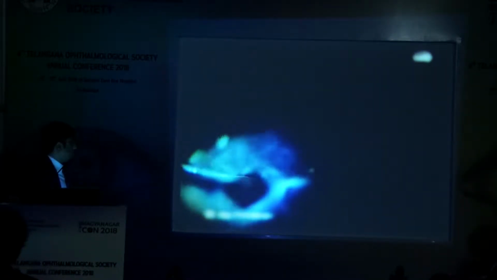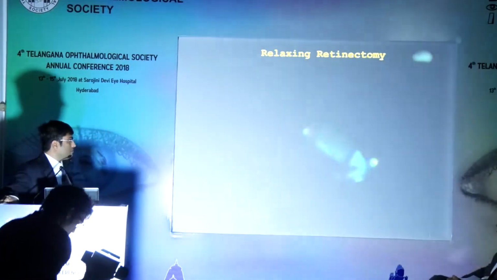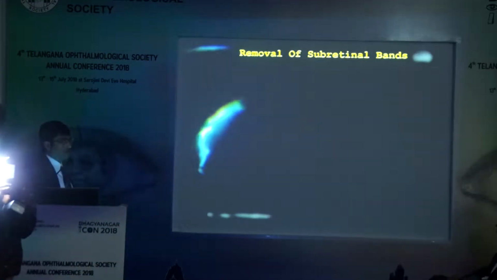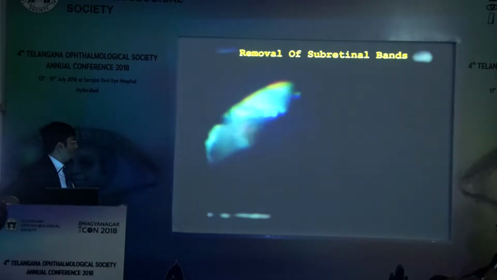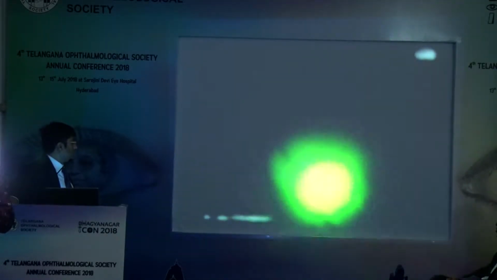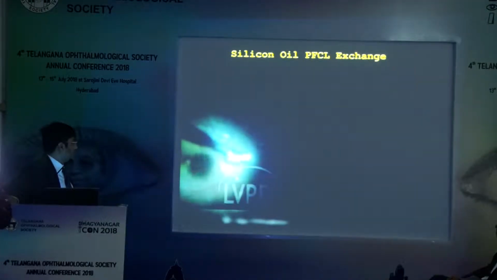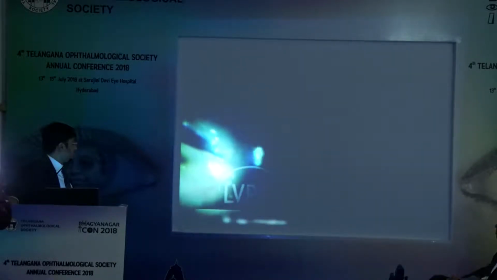In suspicion of peripheral traction as a cause of subretinal air migration, 360 degrees of relaxant retinectomy was performed. Subretinal bands were removed. The retina was attached under heavy liquid. 360 degrees endolaser was performed at the edge of the retinectomy, and silicone oil was exchanged for heavy liquid. Successful retinal attachment was hence achieved.